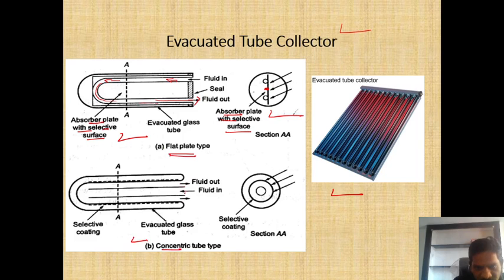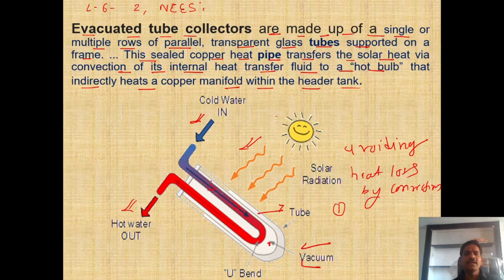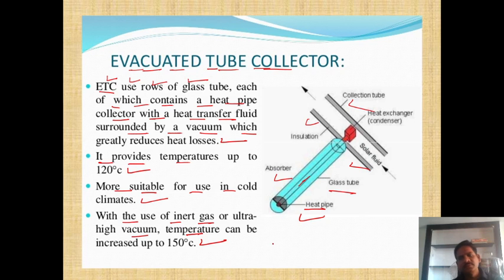The fluid enters through this section. Whenever the fluid enters, this hot fluid will move in this way in both directions, this direction and this. So we get the fluid out, and in between there is a complete vacuum. Because of this vacuum, there are no heat losses from the system to the surroundings. So this is the diagram, this is the diagram.